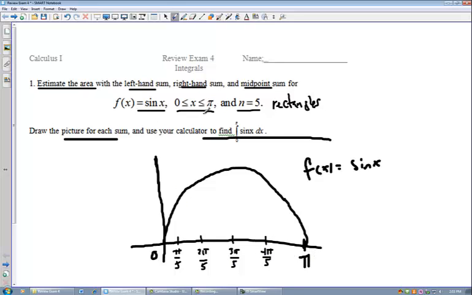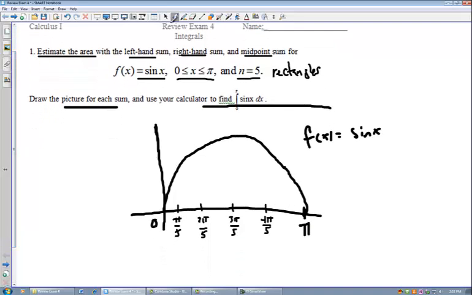And I want to do these 3 different sums. I want to use the left-hand rule. So for the left-hand rule, let's put it in blue. I'm going to go from the left-hand side. So here's the left-hand side as height 0. And then up here, left-hand rule. Right, this is going to be the sine of pi over 5. Left-hand rule again. So up here, and then over and down. So this is going to be the sine of 2 pi over 5.